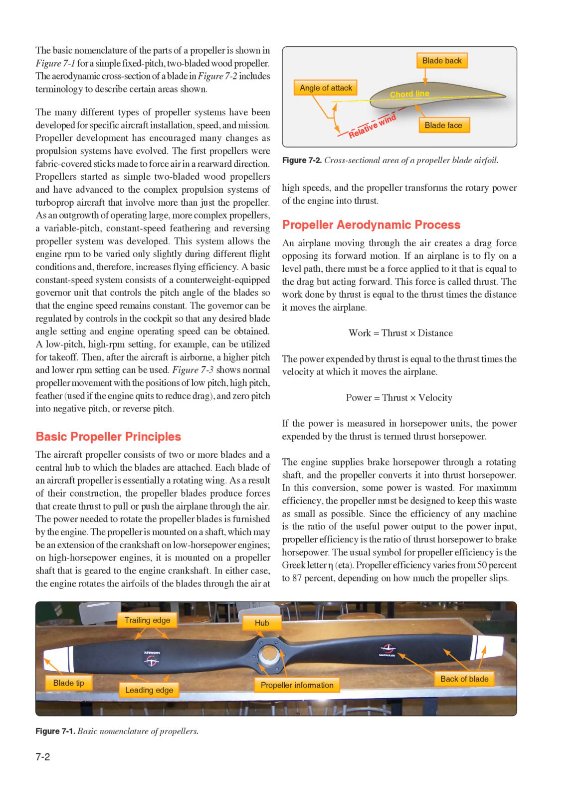The basic nomenclature of the parts of a propeller is shown in Figure 7.1 for a simple fixed-pitch, two-bladed wood propeller. The aerodynamic cross-section of a blade in Figure 7.2 includes terminology to describe certain areas shown. The many different types of propeller systems have been developed for specific aircraft installation, speed, and mission. Propeller development has encouraged many changes as propulsion systems have evolved.